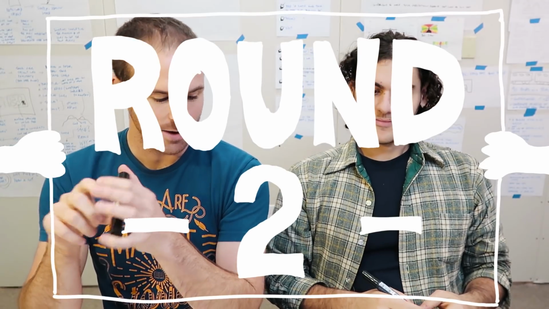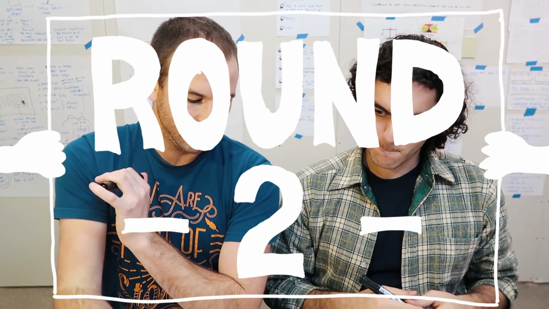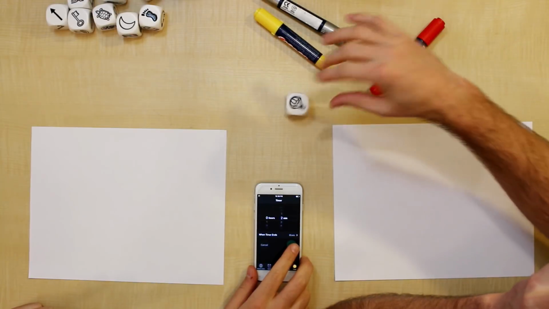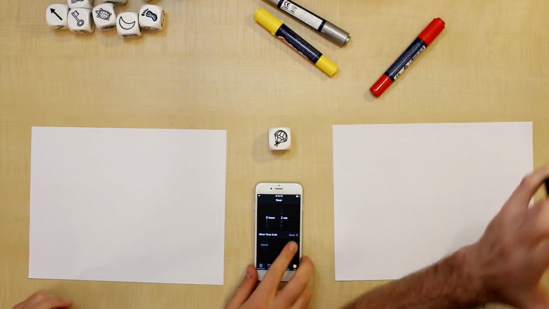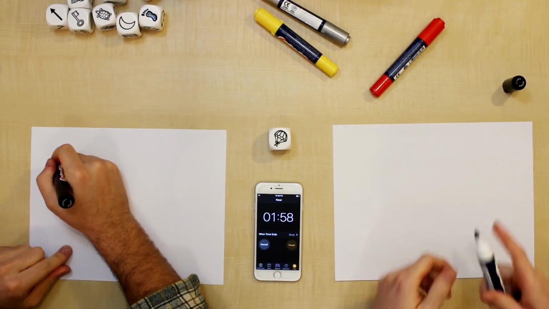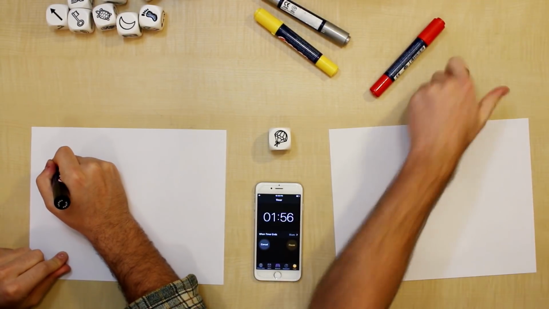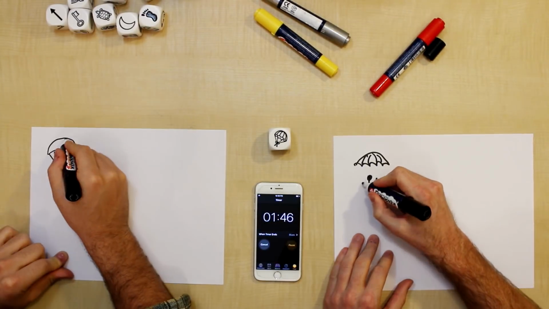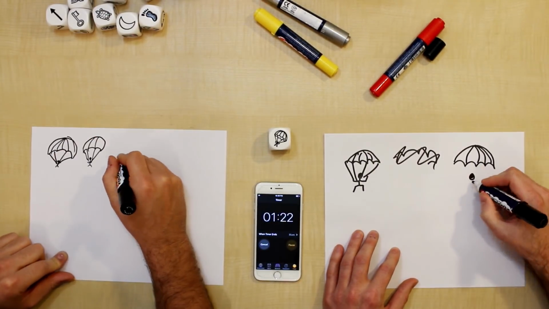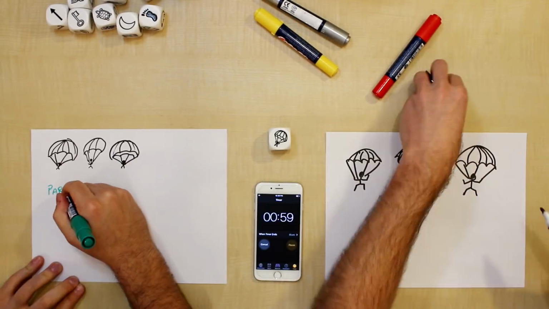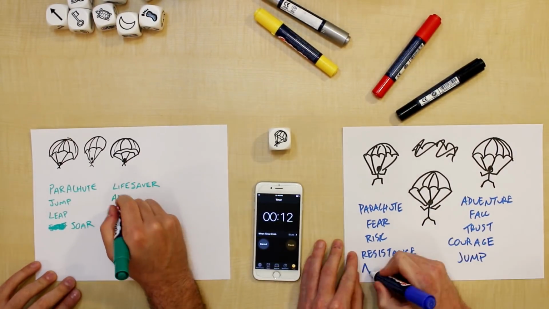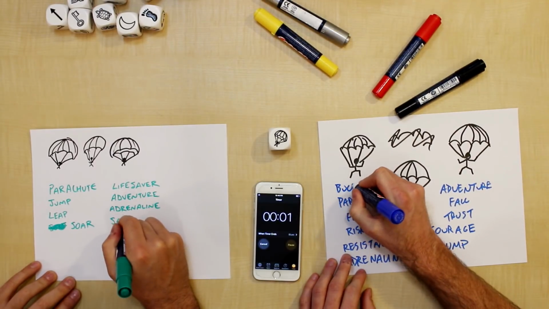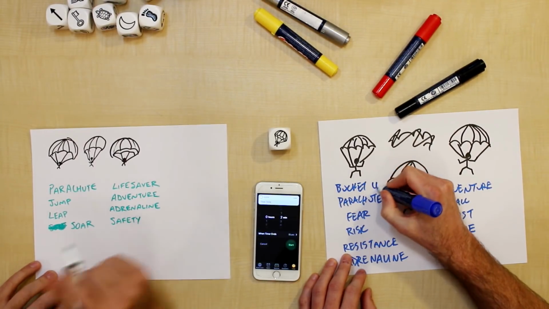All right, this time we're going to go with 2 minutes and see how it works. I'll roll. Then Austin, you hit that start button. Go. Oh, I don't want the thick side, I want the thin side. Finish last word.